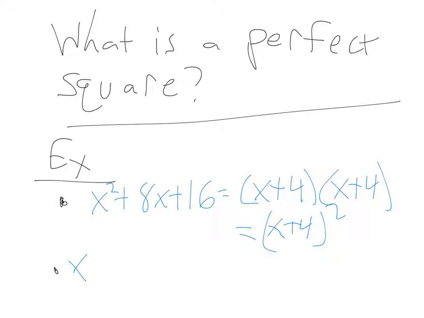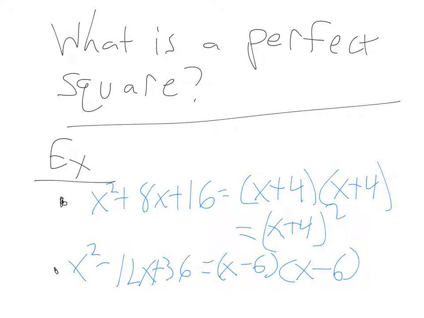Another example would be x squared minus 12x plus 36, because this can be rewritten as x minus 6 times x minus 6, which gives us x minus 6 squared.